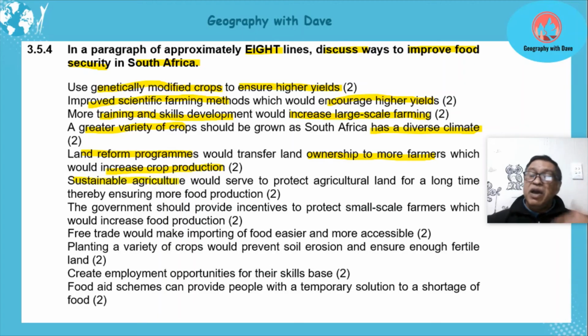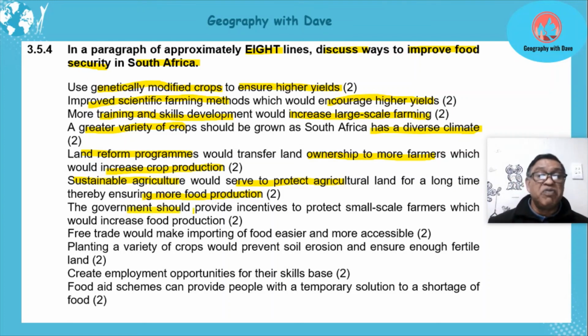Sustainable agriculture, using your agricultural resources wisely so you still have them in the years to come, etc., will serve to protect agricultural land for a long time, ensuring food production. Again, it brings out its relationship to food security, because if you use proper methods in terms of maintaining the land, you will still have a large amount of land that is arable and you'll be able to farm in the future. Remember, we're not only looking at the now, we're worried about our people in the future also. So it will maintain and ensure more food production, even for the future.